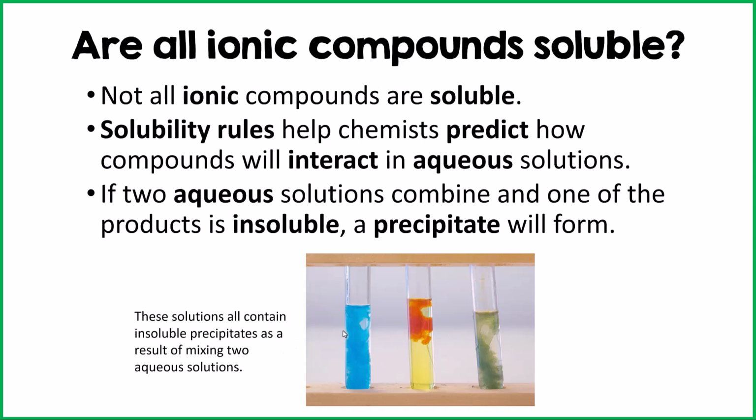So two clear solutions which don't refract light would look clear to you in some form. When you pour them together, a precipitate, or a solid, insoluble solute, would form in these situations. And so these are three different precipitates that you can see from a variety of interactions.